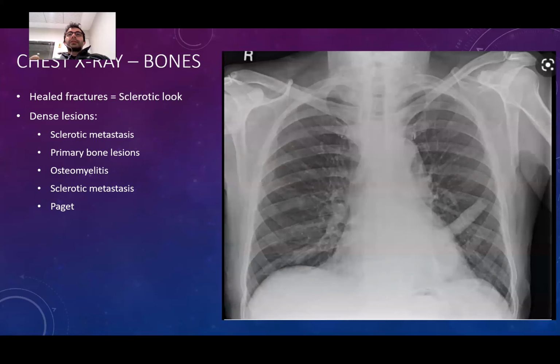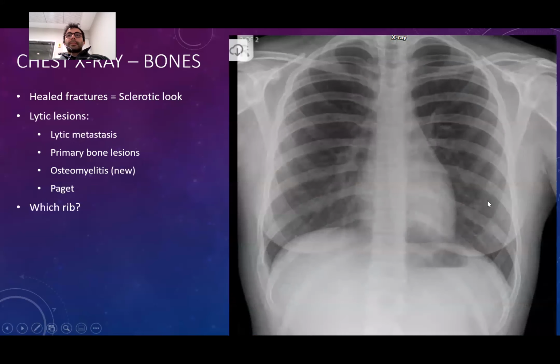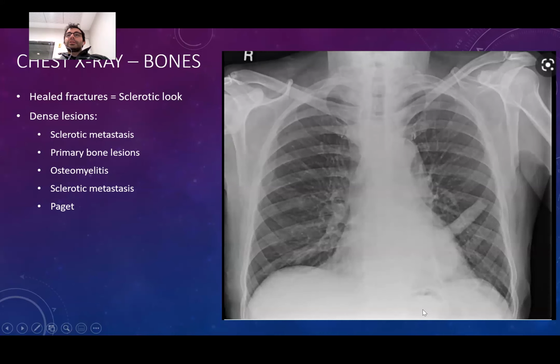Okay. Can anybody see it? I think this is pretty obvious, this one. It's a sclerotic lesion, which is a very long segment. So this long segment is probably not an old fracture. It's probably a sclerotic bone lesion. Mostly metastasis, because it's a very long segment, and the cortex is pretty much intact.